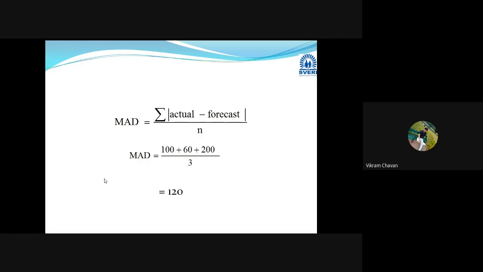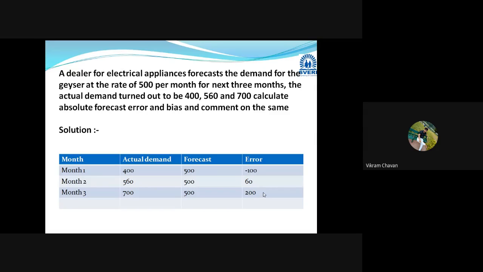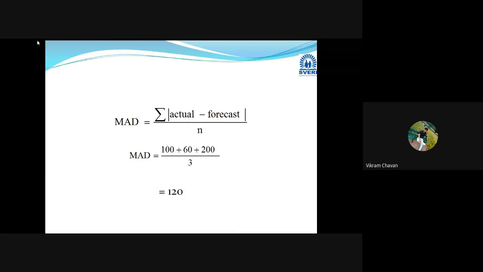Here the errors are minus 100, 60 and 200. So pure values, instead of minus 100, we consider only 100, then 60 and 200, and we sum up those values: 100 plus 60 plus 200. That is the summation of mod of error. We have calculated the errors for 3 periods, so n is equal to 3. Then 100 plus 60 plus 200 divided by 3 becomes 360 divided by 3, which is equal to 120.